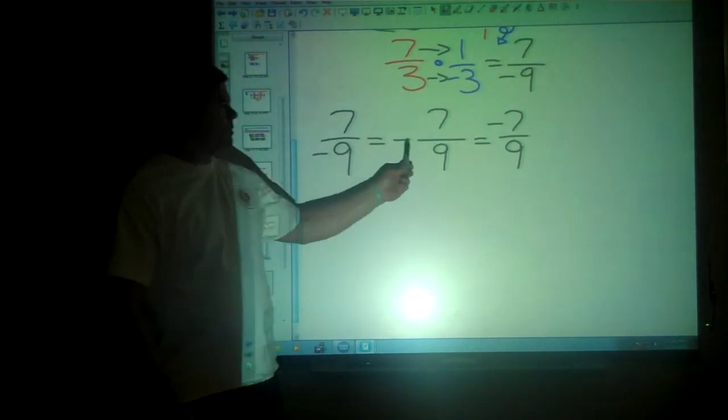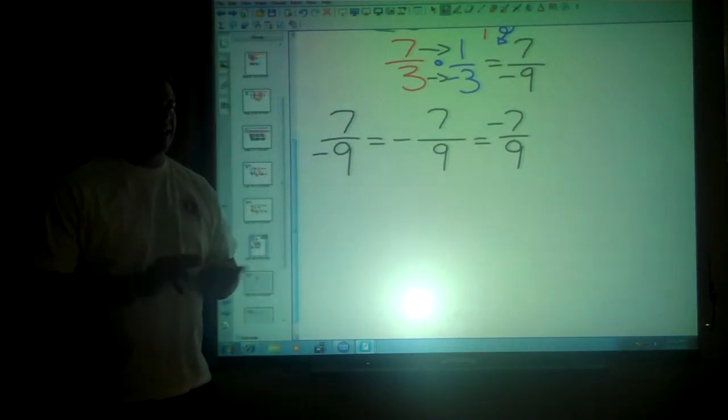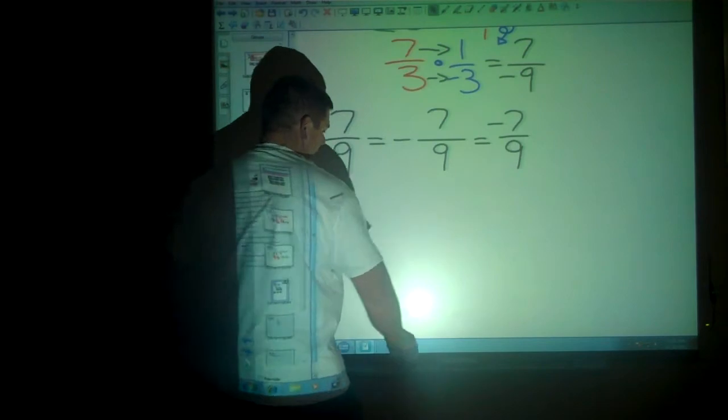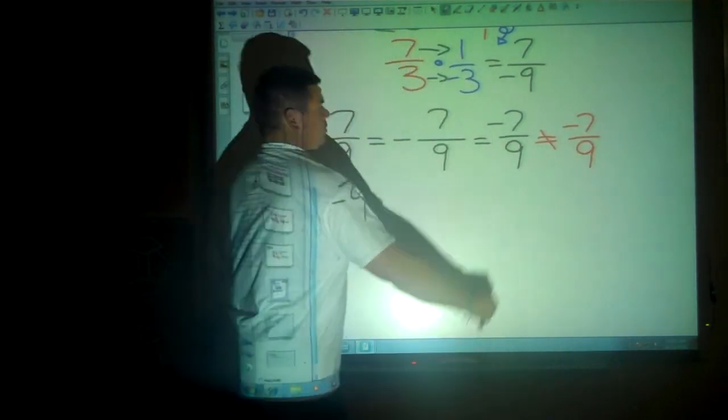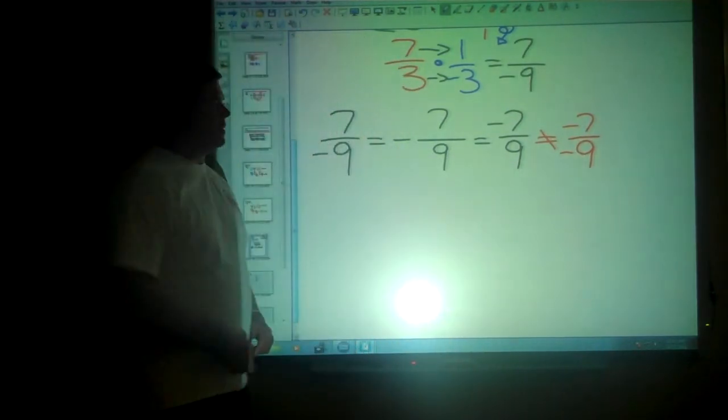So you can have it on the bottom, the middle, or the top. They all represent the exact same fraction. What you can't have is on the top and bottom. Oops. That would not be the same.